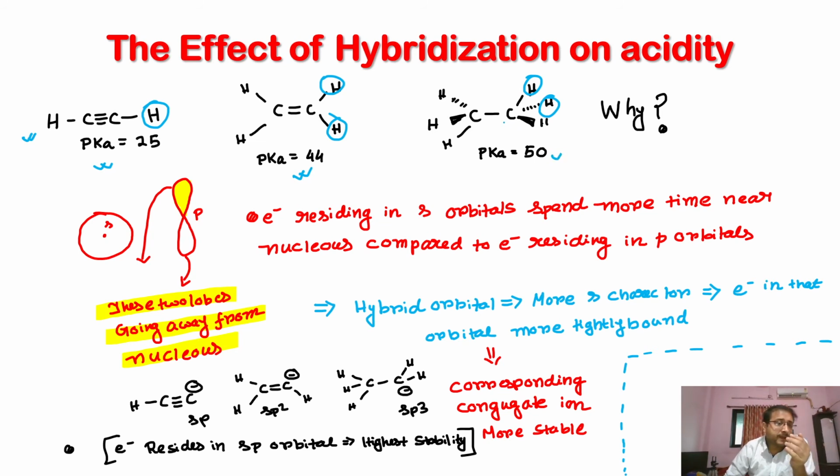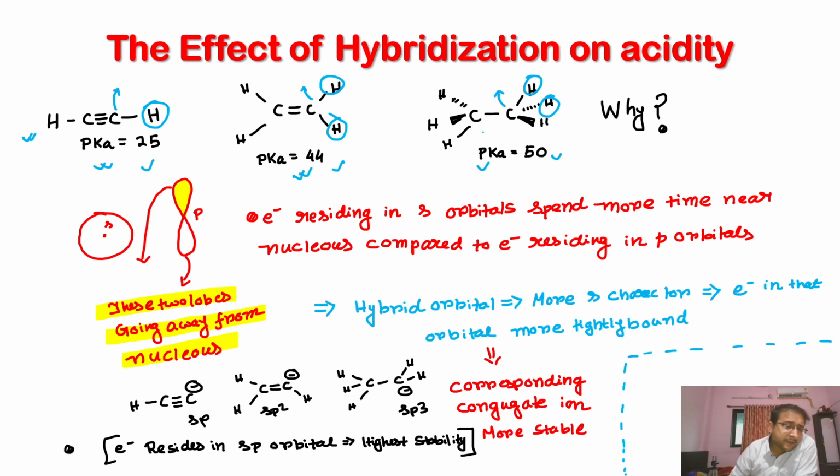So you can see that as we go from left to right, the acidity decreases. It has higher acidity, then much lower acidity, and then the lowest acidity. Why is it so? What is the factor that decides the acidity of this hydrogen atom? The factor is the hybridization of the carbon atom that is directly attached to this hydrogen atom. The hybridization of this carbon atom has a very high contribution in deciding the acidity of this hydrogen atom.